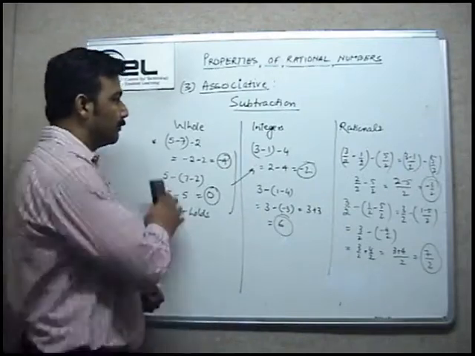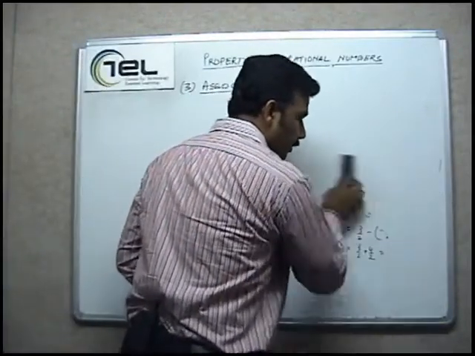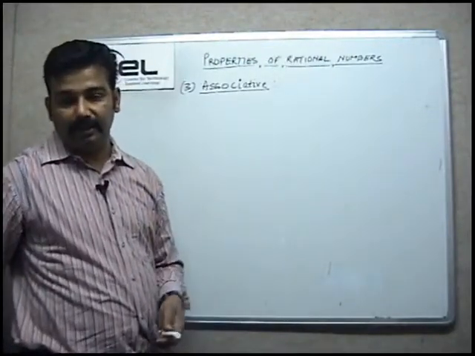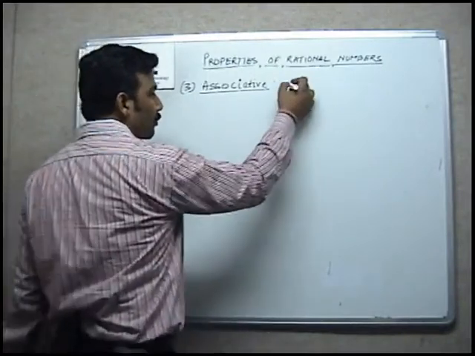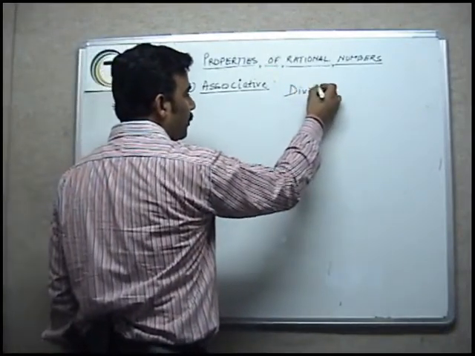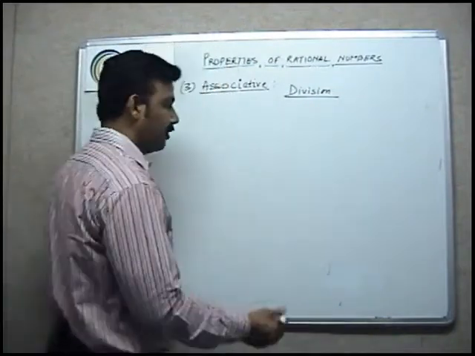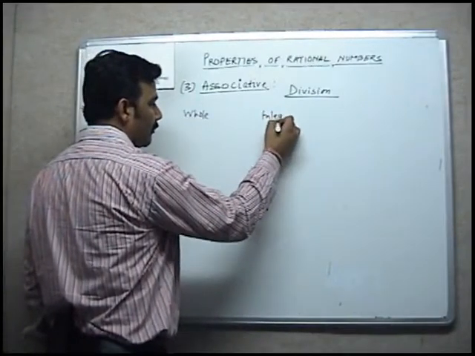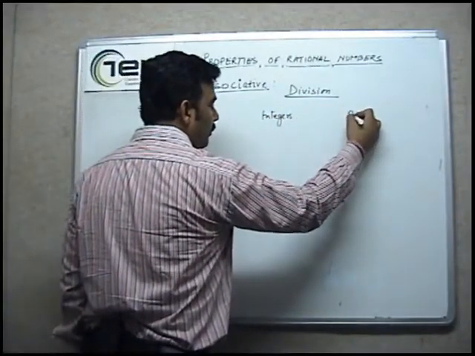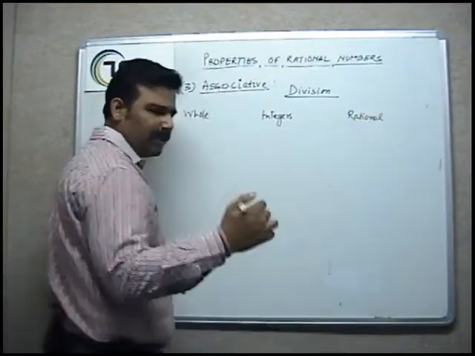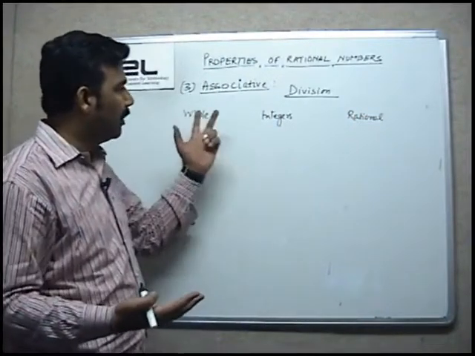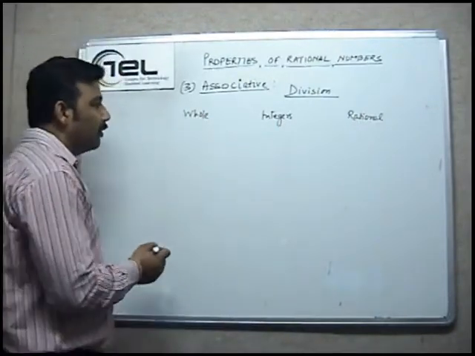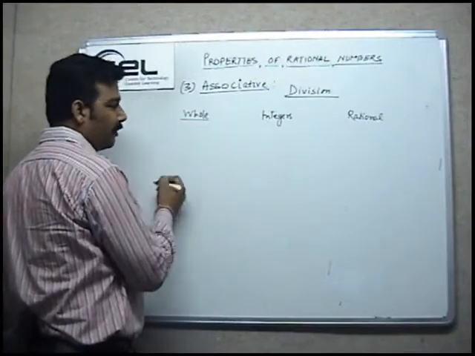Check the last one, the last property we have is associativity of division. Division is the last operation for us, so I'm going to check with division. The same process we follow: whole numbers, integers, and rational numbers. It will give us a comparison, actually. So what is happening in whole numbers, is division associative?